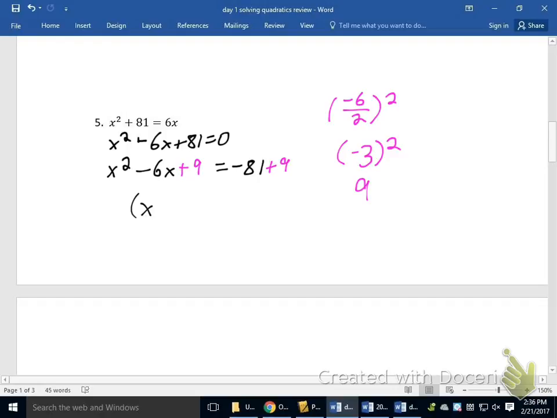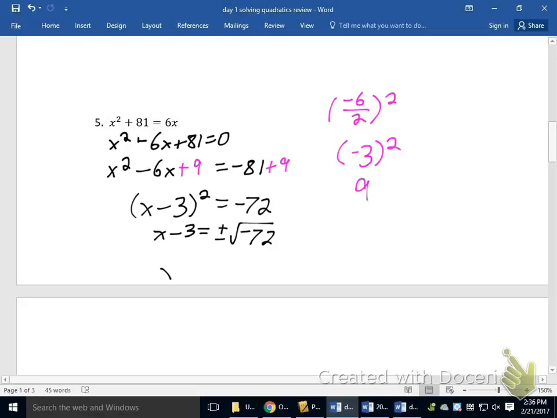Now the left-hand side factors to x minus 3 squared, again, whatever b over 2 was, and that's because negative 3 times negative 3 is 9, negative 3 plus negative 3 is negative 6, that's the reason why it factors to that, equals negative 72 on the right-hand side. Now plus or minus the root of negative 72.